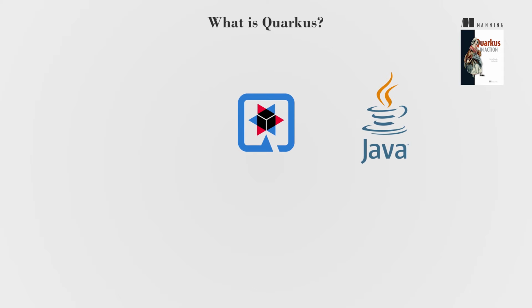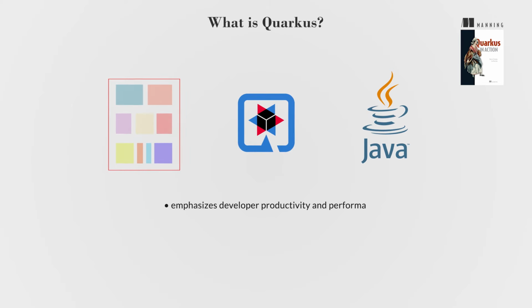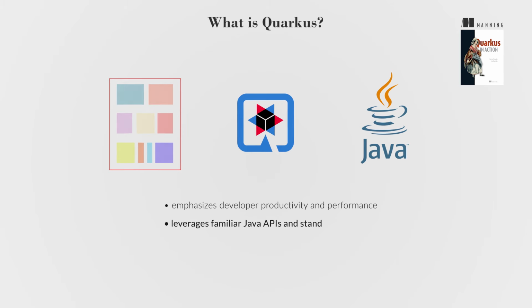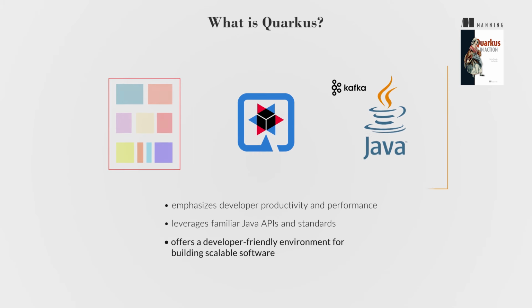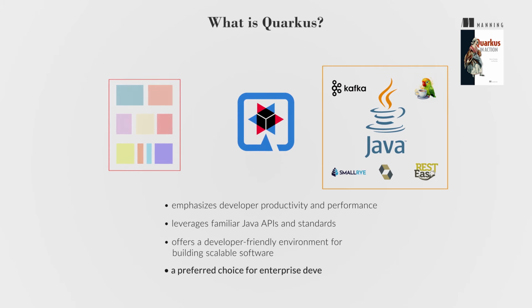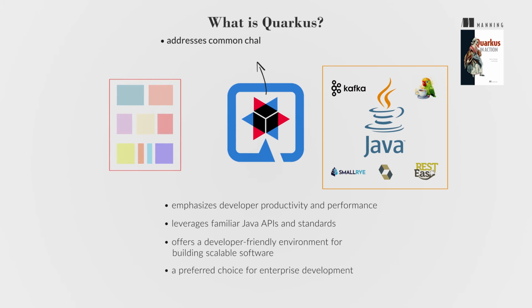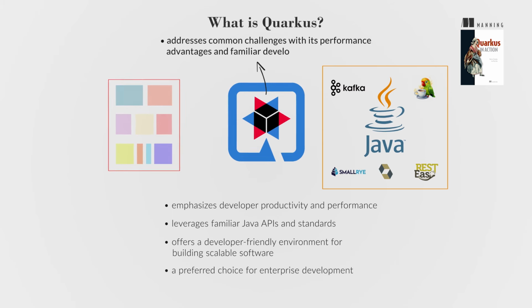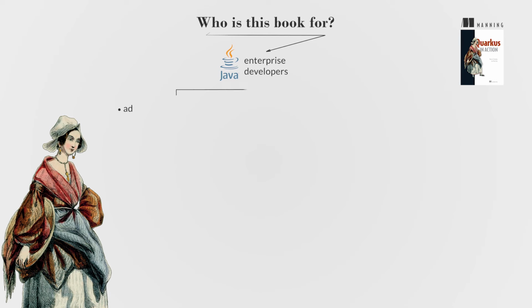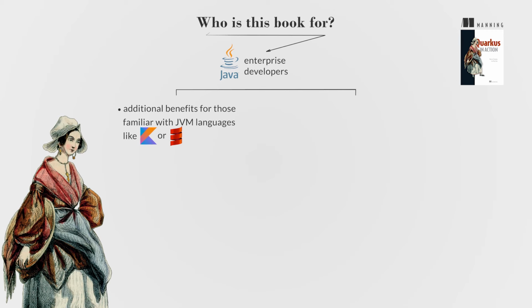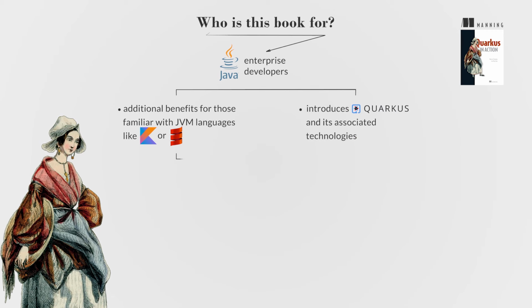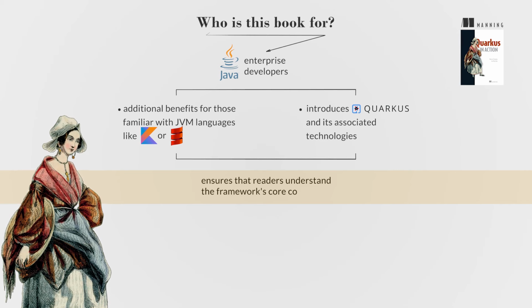Quarkus is a modern Java framework tailored for microservices and serverless applications, emphasizing developer productivity and performance. It leverages familiar Java APIs and standards, offering a developer-friendly environment for building scalable software. Java's robust ecosystem makes it a preferred choice for enterprise development, and Quarkus addresses common challenges with its performance advantages and familiar development model. The book targets Java enterprise developers, with additional benefits for those familiar with JVM languages like Kotlin or Scala. It introduces Quarkus and its associated technologies, ensuring readers understand the framework's core concepts.